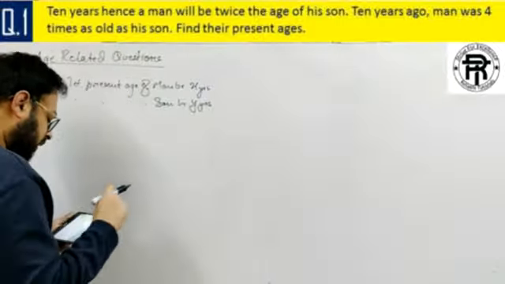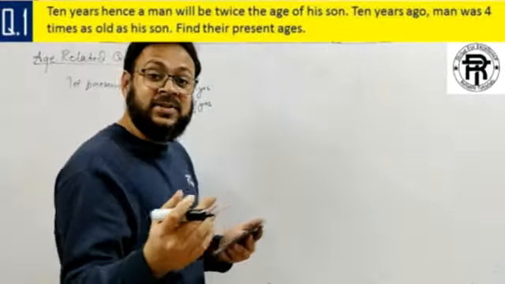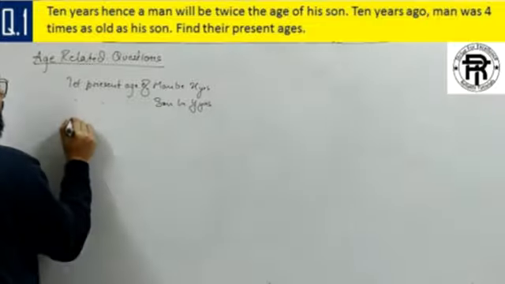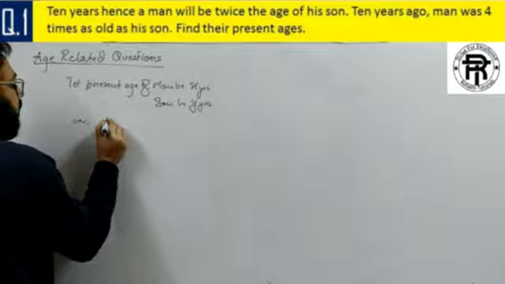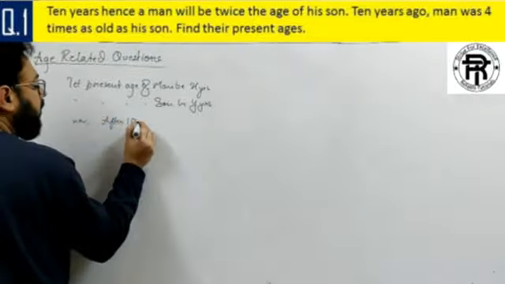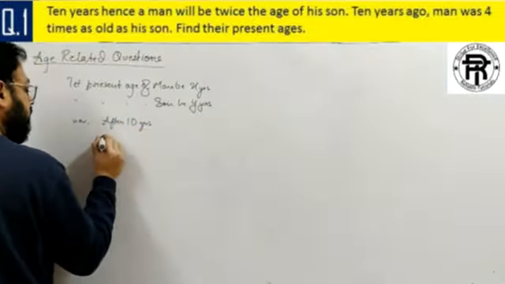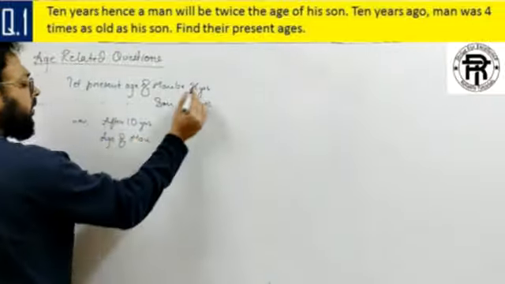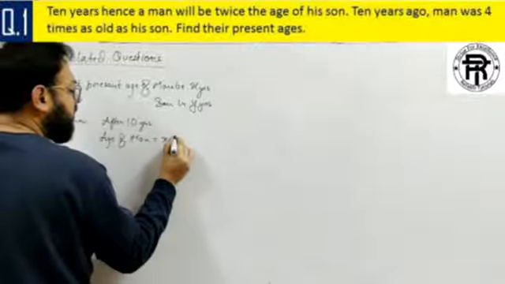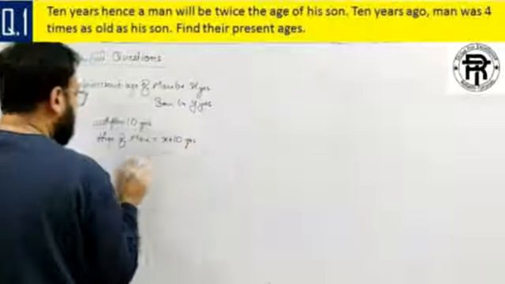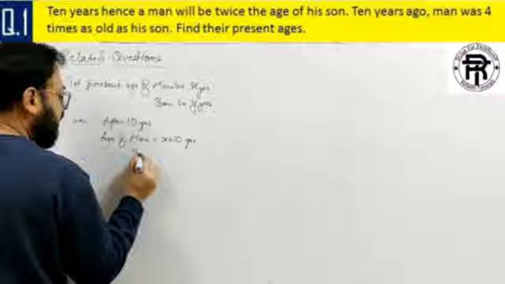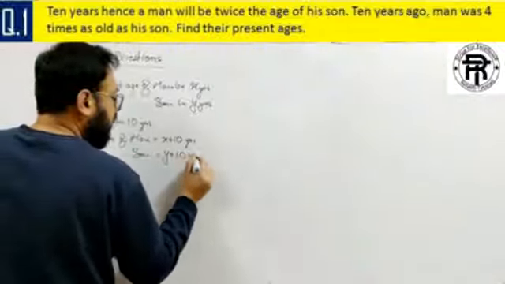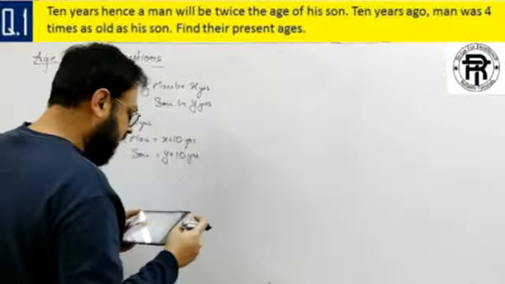Now, what else is given to us? 10 years hence, 10 साल बाद, after 10 years. What will be the age of man after 10 years? The present age of man is x years. After 10 years, it will be x plus 10 years. And what will be the age of son after 10 years? It will be y plus 10 years. दोनों की एज 10-10 साल बढ़ जाएगी, है ना? तो दोनों की एज में अपन ने 10-10 years ऐड कर दिया.